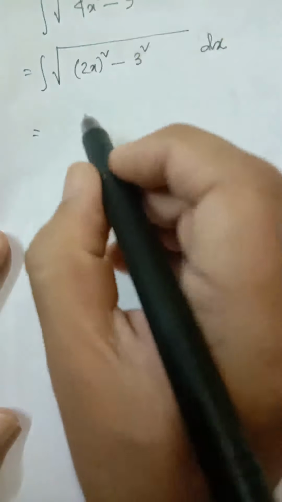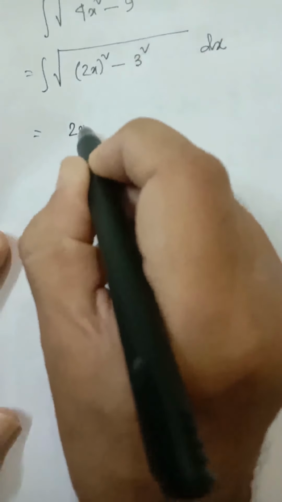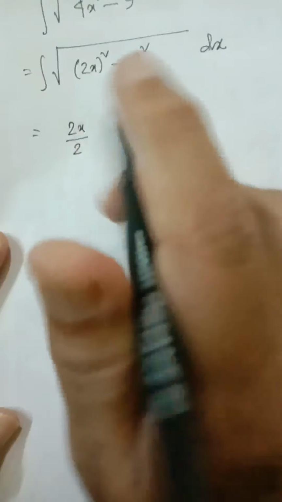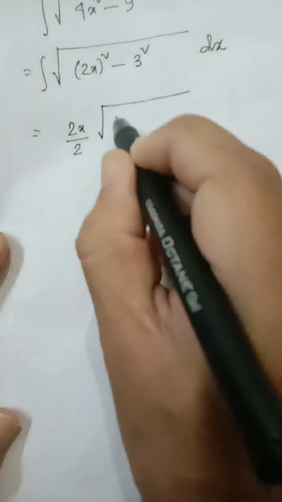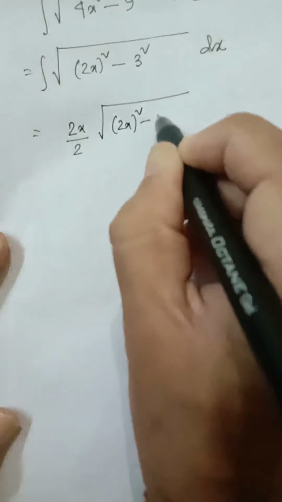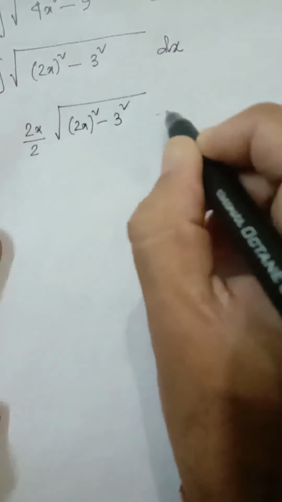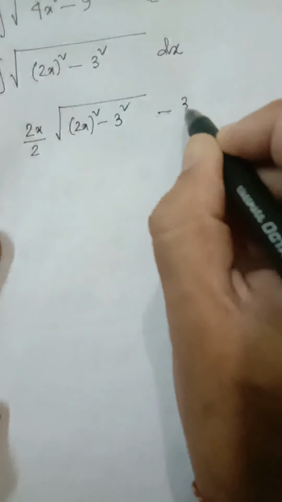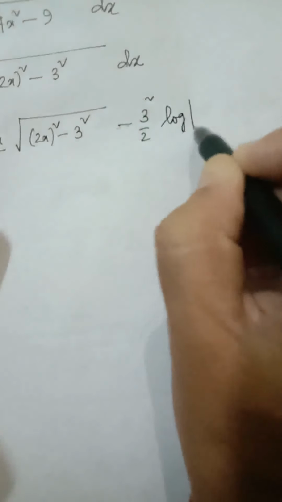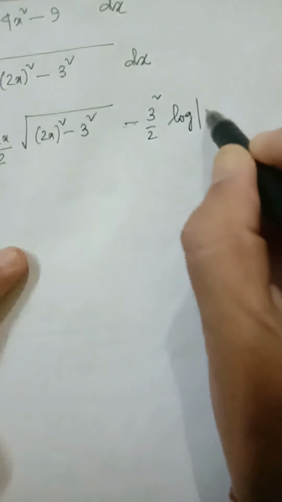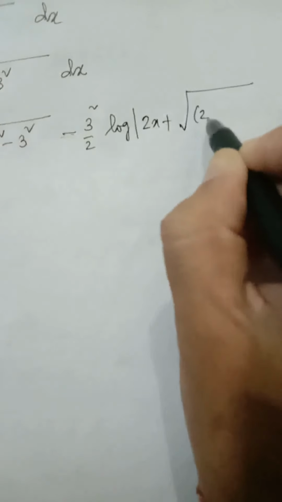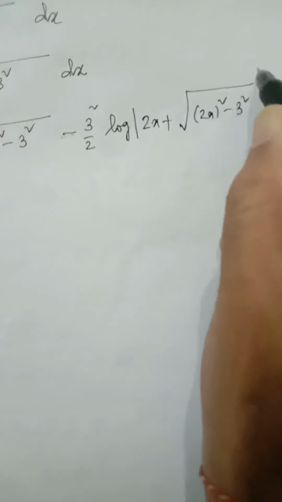Formula for root over x square minus a square is x by 2 into root over x square minus a square minus a square by 2 log of x plus root over x square minus a square. Here x is 2x, so it will be 3 square by 2 log of 2x plus root over 2x square minus 3 square plus c.